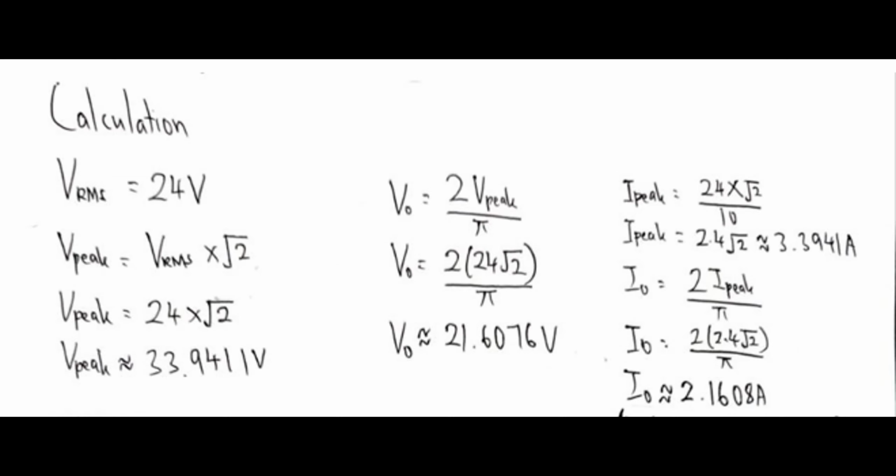And this is the calculation of our circuit. First of all, we have calculated the V peak. That is, we get a value of 33.9411 volt. And next, we have calculated the output voltage 21.6076 volt and the output current 2.1608 ampere. And this is in ideal diode condition, that is without diode resistance.